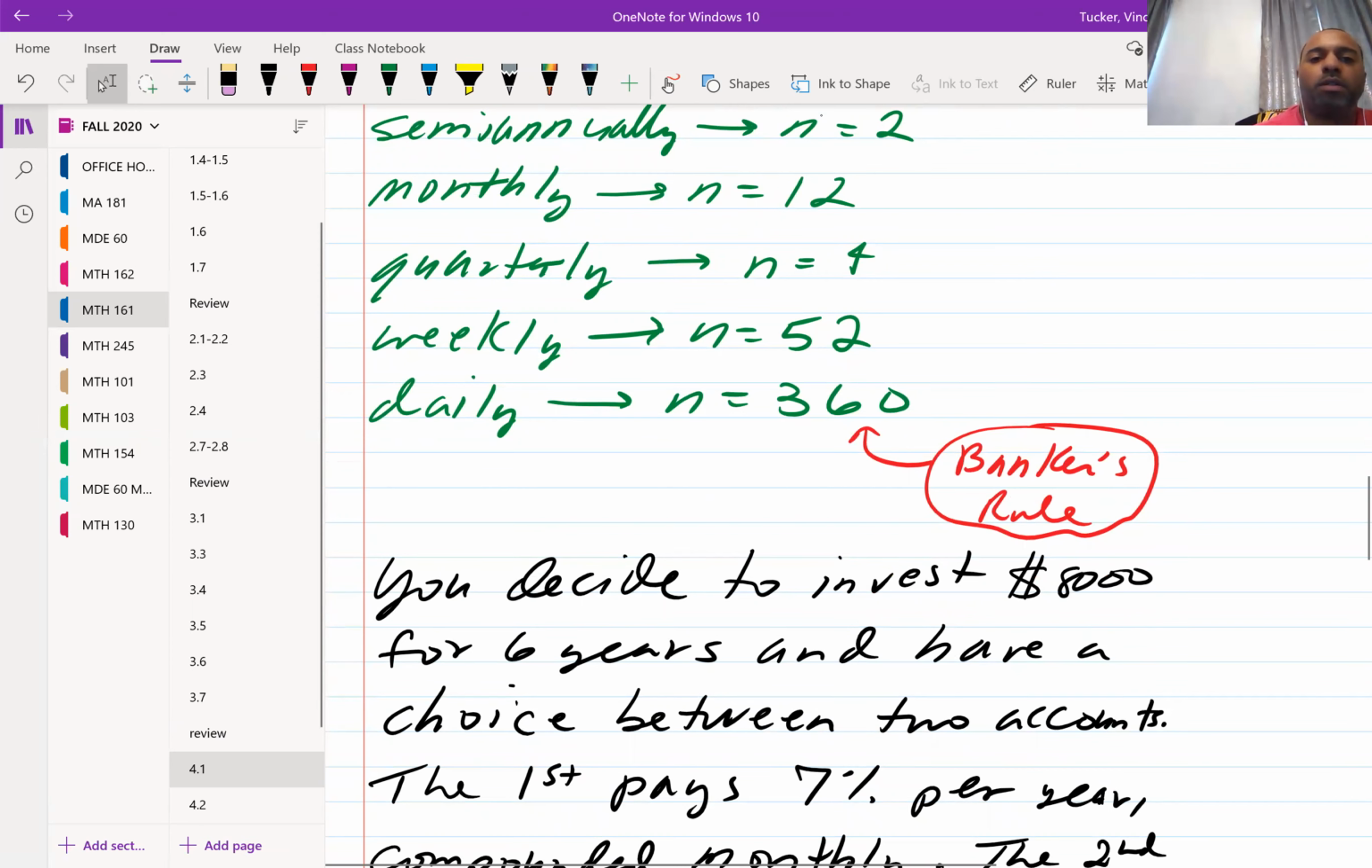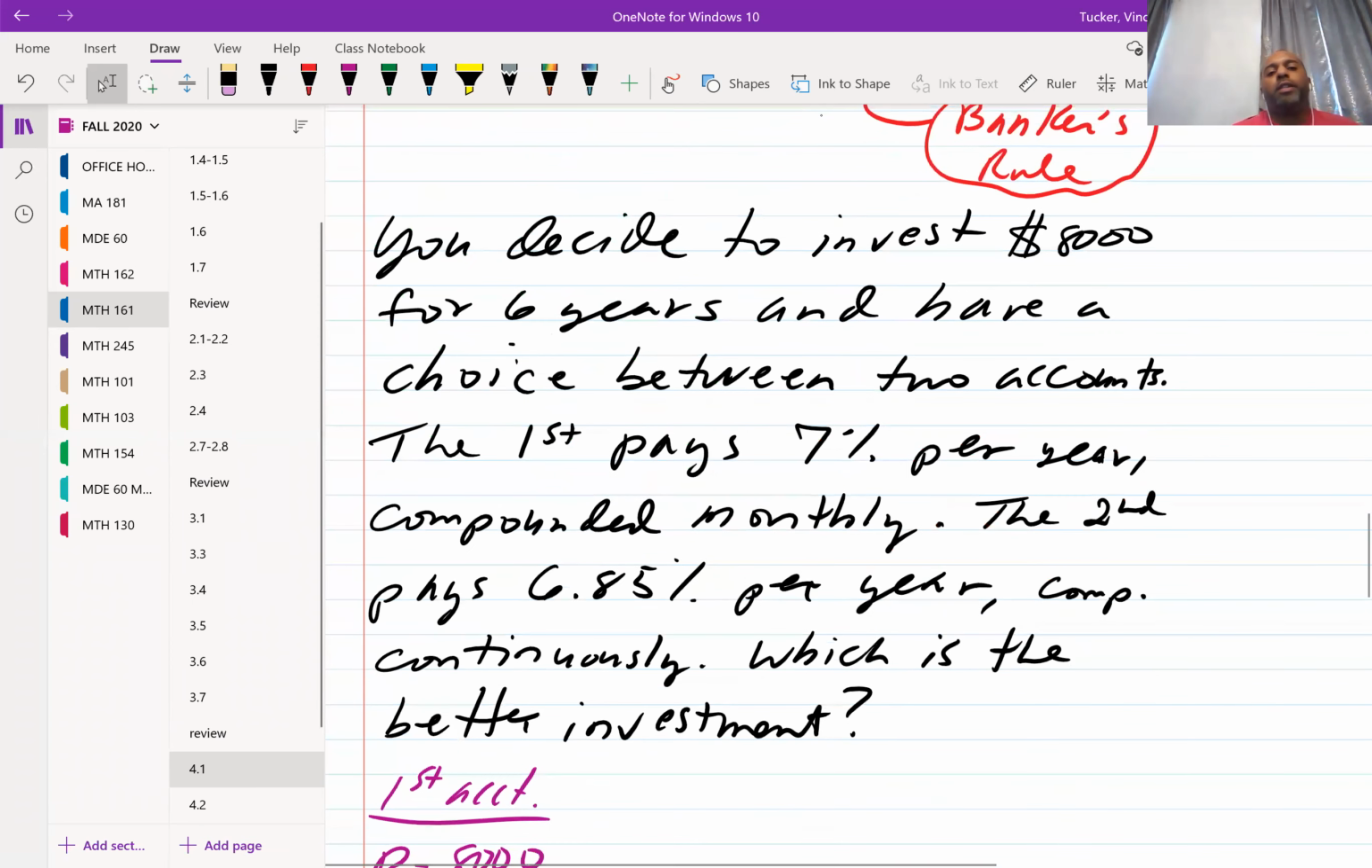All right. So you decide to invest $8,000 for 6 years and have a choice between two accounts. The first pays 7% per year compounded monthly. The second pays 6.85% per year compounded continuously. Which is the better investment?